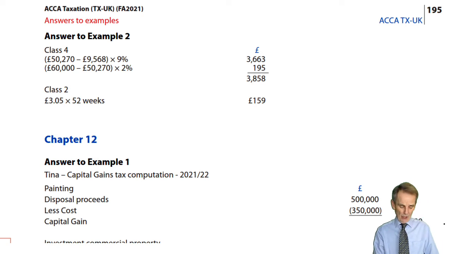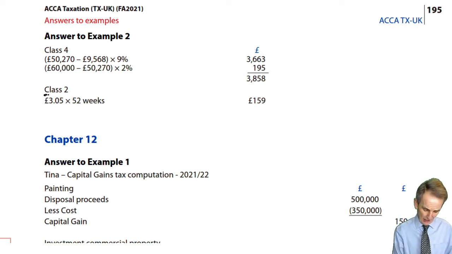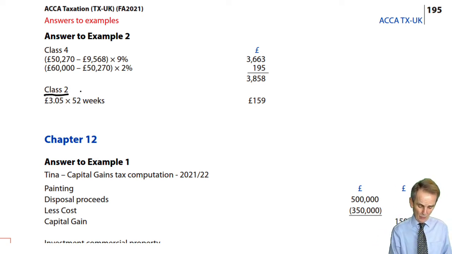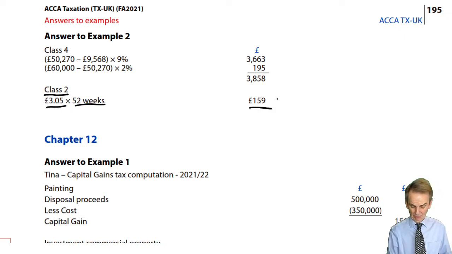Okay, hopefully no problems on our calculations. As we said, the Class 2, as it's 52 weeks' worth, a full year's worth of trading, £3.05 times 52 weeks, and that, hopefully to the nearest pound anyway, is about £159. In terms of Class 4, that's where the big numbers arise.